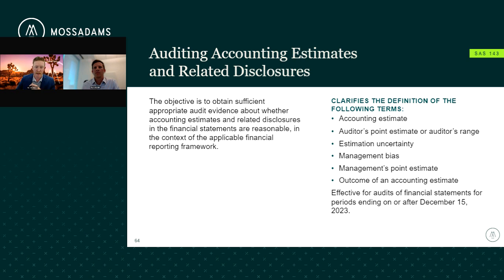All right. So moving on. When it comes down to estimates, there were some definitional changes, clarifications. What is an accounting estimate? What is a point estimate versus a range estimate? How do you estimate uncertainty? How do you determine management bias, right? That's one of the big subjects when you're looking at estimates as an auditor, determining what management's biases might come into play here.